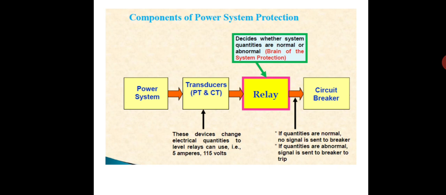So let us start our today's class with this particular slide on components of power system protection. This is a simple block diagram which represents how power system protection actually takes place for the power system. The first block, as you can see, is the power system. The whole power system is comprised in this block.